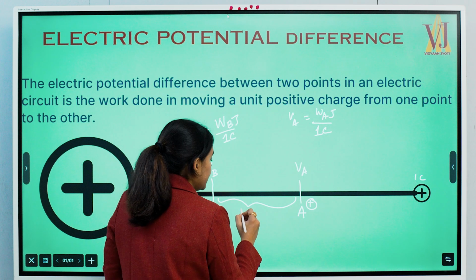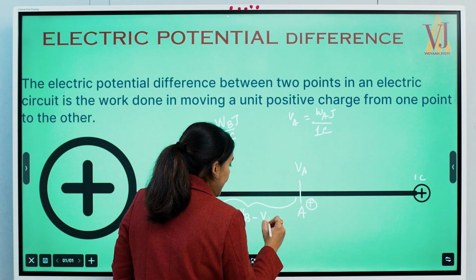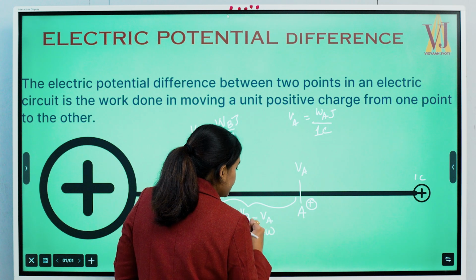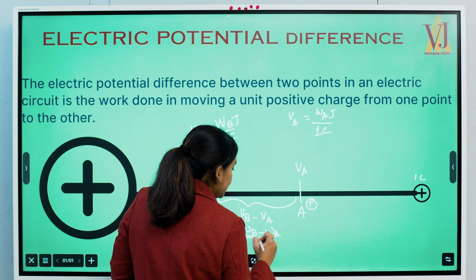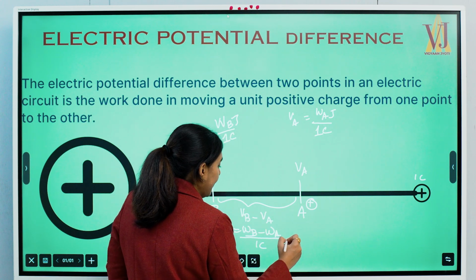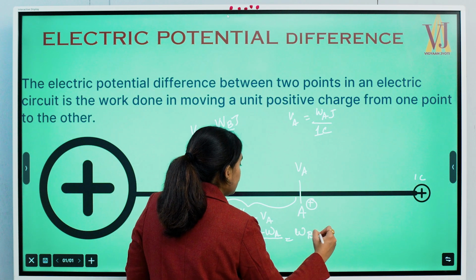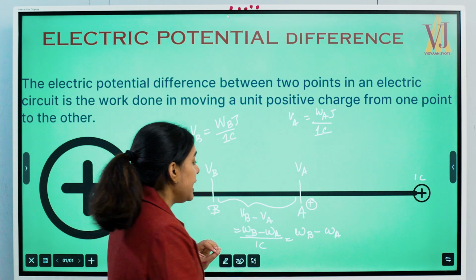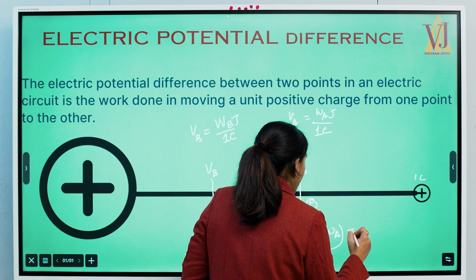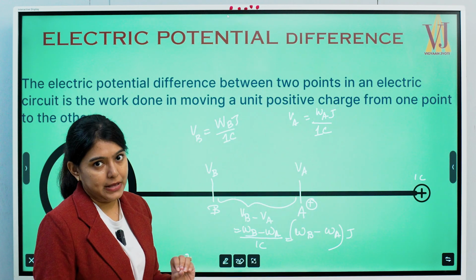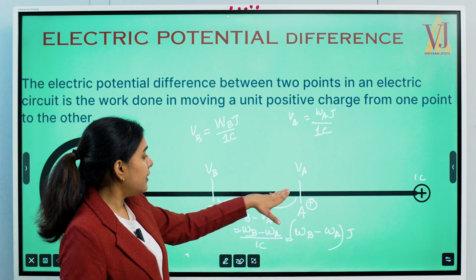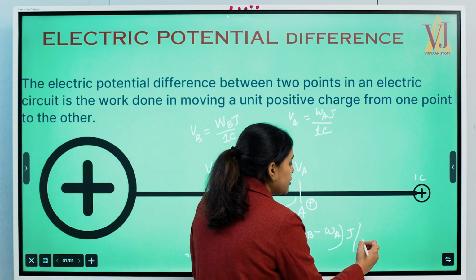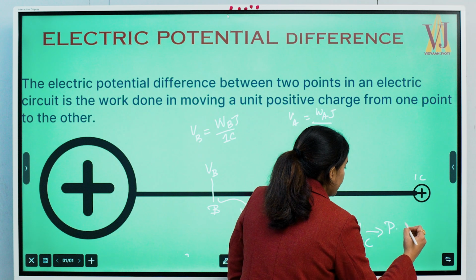So we will say this one as VB minus VA. That means work done at B minus work done at A. Since the denominator in both cases is 1 coulomb, it is nothing other than the extra work that you have done in moving this unit positively charged particle from point A to B. That's all. Again, you are doing it for 1 coulomb of charge. That means we will say this one as potential difference.